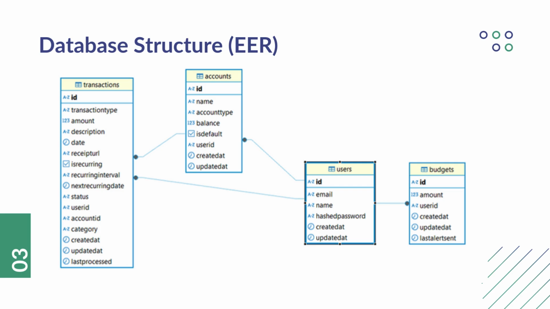Previously, I mentioned that PostgreSQL is used as the database. Here's the ER diagram, which includes 4 core entities: user, account, budget, transaction.